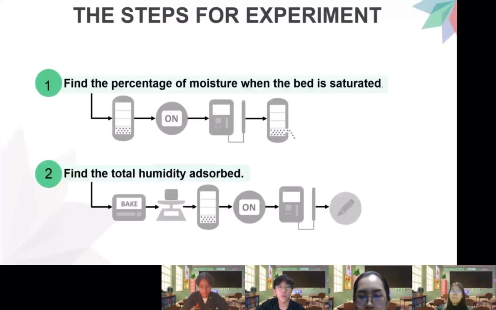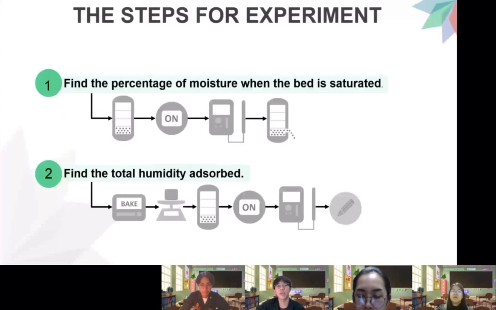The steps for the experiment. First step. Find the percentage of moisture when the bed is saturated. First, load saturated silica gel into the column at a bed height of about 5 cm. Second, turn on the machine to allow the moist air to pass through the column. Third, record the output moisture percentage and pour the silica gel out of the column.